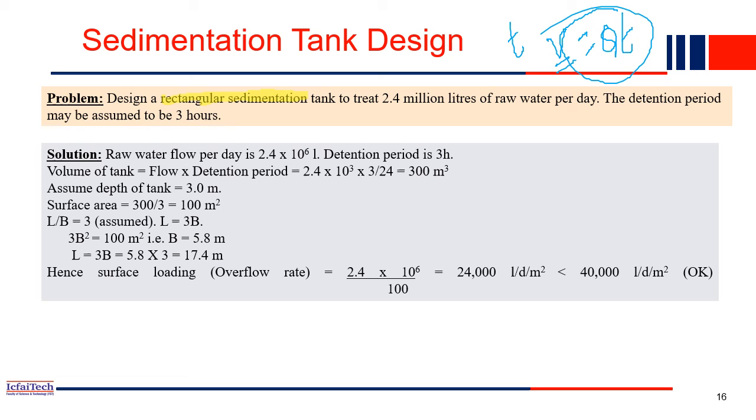So V is the volume, Q is how much quantity of water we have to treat, and T is the total retention period. So the flow is given to us, 24 million liter we have to treat, per day, isn't it? That means this multiplied by 24, and the detention period is 3 hours, multiplied by 3. So the volume of the tank, easily you can get, is 300 meter cube. So that much is the volume of the tank, right?